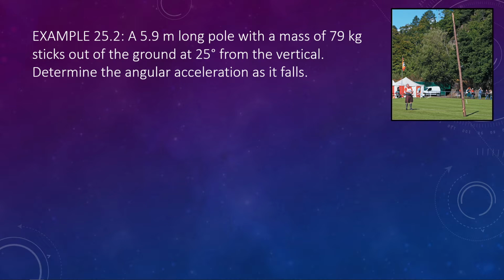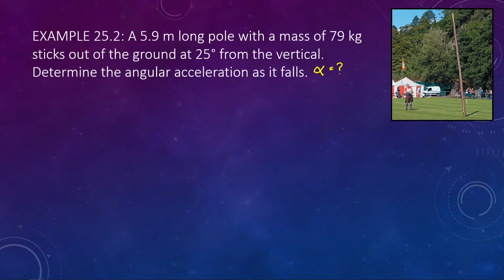It says a 5.9 meter long pole with a mass of 79 kilograms sticks out of the ground 25 degrees from the vertical. Determine the angular acceleration, in other words, alpha. I'll even write that. Alpha equals question mark. That's what we're looking to get as it falls to the ground.